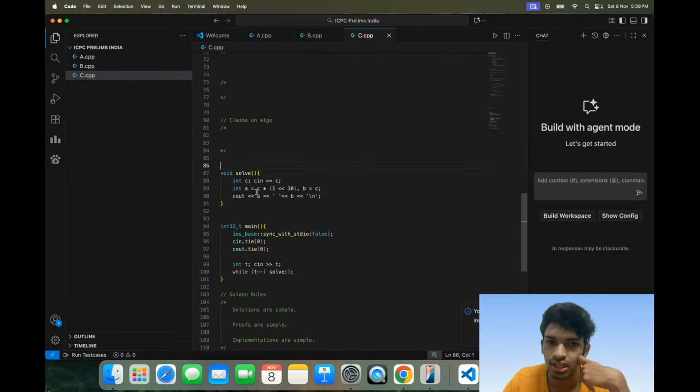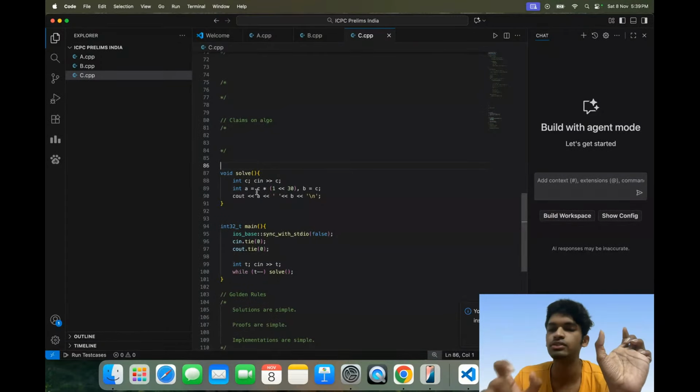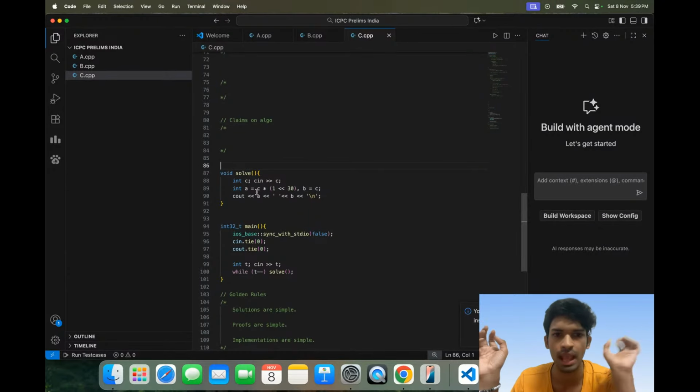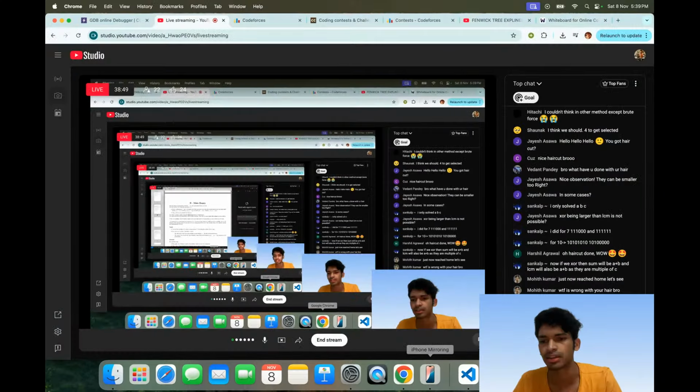A XOR c here is a plus c. B XOR c here is 0. Very clear. Equals LCM of a comma c here, which is a plus, LCM of b comma c here, which is c. A plus c equals a plus c. I'm good. I think that's a clear, correct solution.